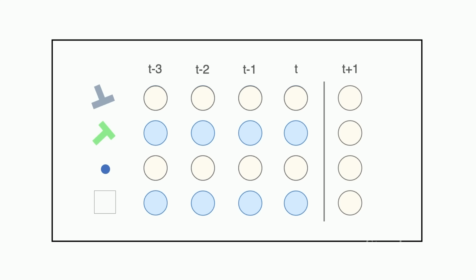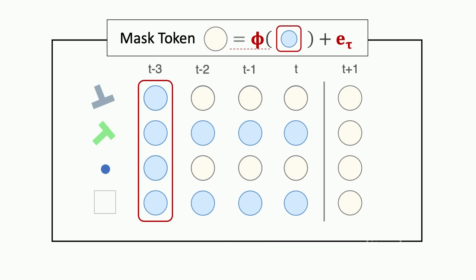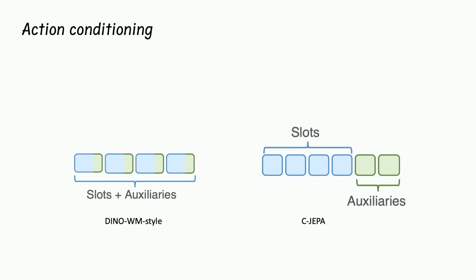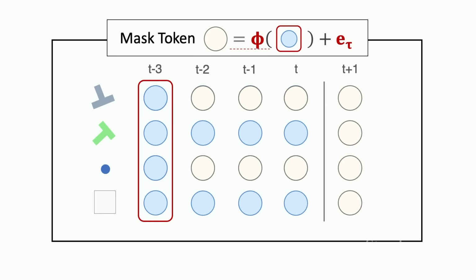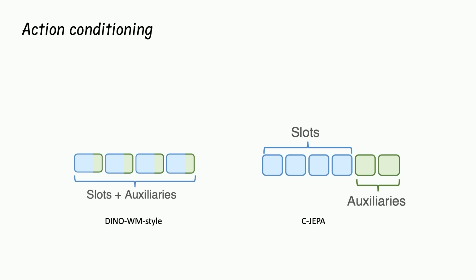So what we do is we do not mask the very first time step, in this case, time step T-3, and we use this information as a slot identity. We define each mask token as the identity token plus a learnable mask token with the positional encoding. This is less aggressive because you have an initial condition of each object, so it makes more sense when you predict the mask tokens. And the other part I want to talk about is action conditioning.